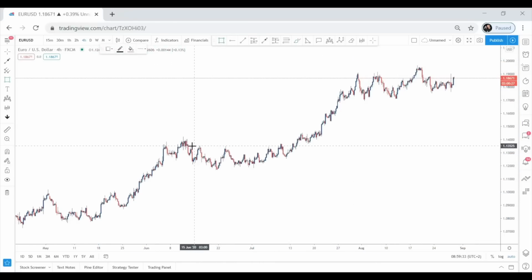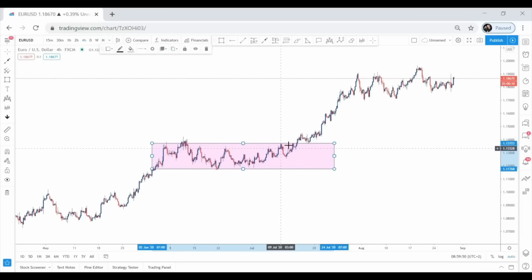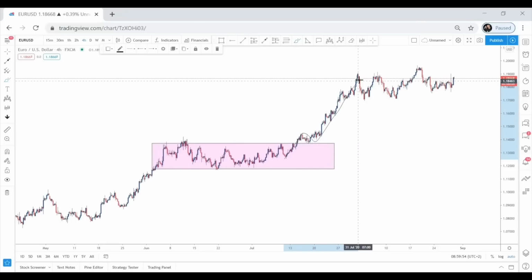So as we put it right here, guys, you're gonna see that this was a correction format. As you can see right there, this was literally a rectangle shape, because we know we resisted high and supported low, resisted high, supported low. So it failed. In the meantime it broke out of the structure. Look what happened. It literally broke out, retested, and continued to the upside.